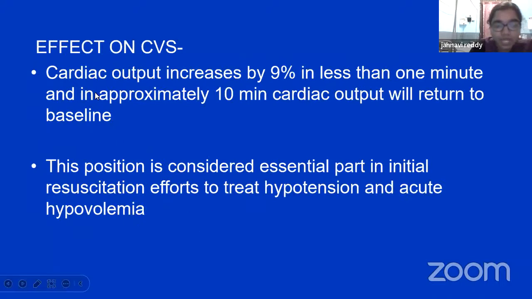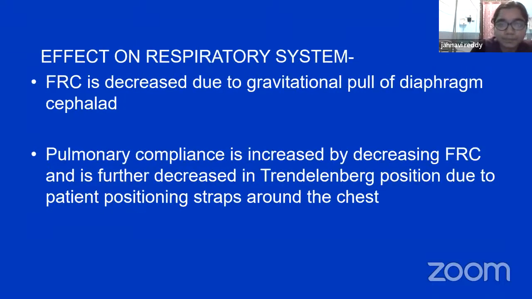Effect on CVS. As I told earlier, in Trendelenburg position, cardiac output will increase by 9% in less than 1 minute, but approximately within 10 minutes, the cardiac output will return to baseline. And this position is still considered essential, even though the cardiac output will come down by 10 minutes. This position is considered an essential part of initial resuscitation efforts to treat hypotension and acute hypovolemia.